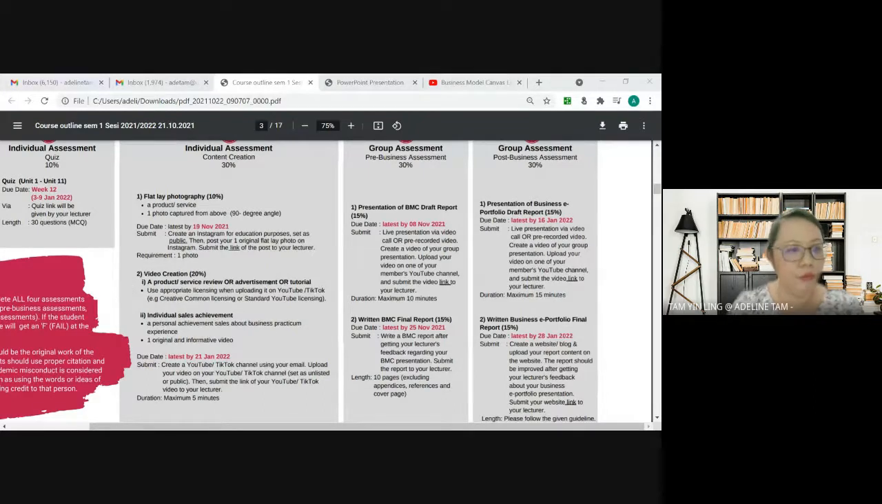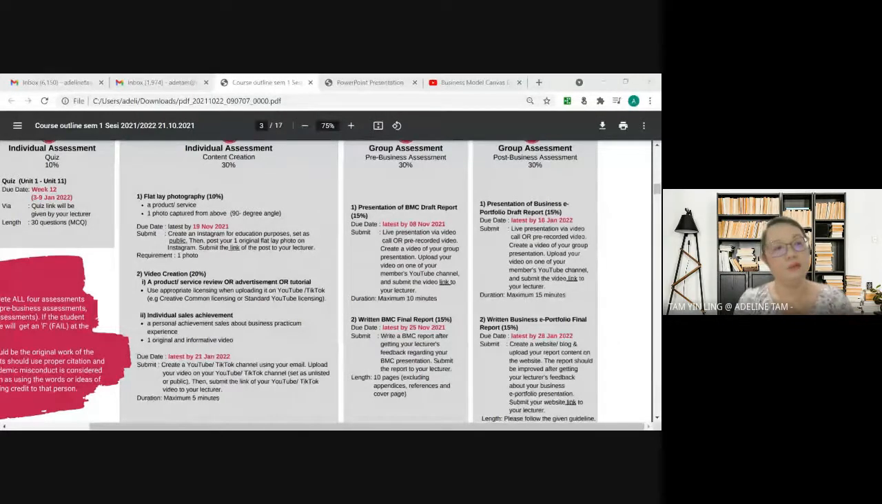The product review can be you take any type of product in hand, for example, your new handphone, and then you review the creativity or the uniqueness of the handphone. Why do you purchase this handphone? How much is the price? The value of purchasing or using this handphone. What are the possible limitations? Maybe it's too expensive or whatever.